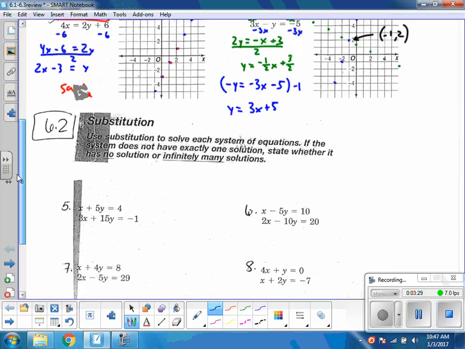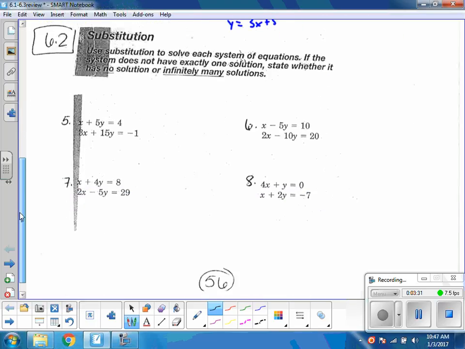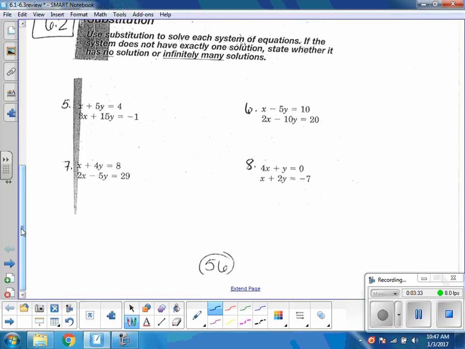All right, substitution. This one is a little bit of a longer process, but it's still a really good one. I'll do number 5 with you real quick. So number 5, I'm going to take the first equation here, and I'm going to isolate the x. So I'm going to subtract 5y from both sides. So I end up with x equals negative 5y plus 4. And now that I know what x is, I'm going to substitute it in here.